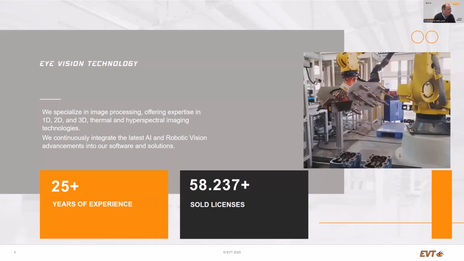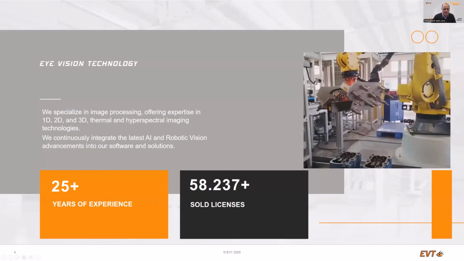During the last 25 years, we sold roughly over 58,000 licenses, so we have a nice basis of users, and we still develop EyeVision from the beginning. We started, like everybody, with 1D or 2D machine vision. With the increase of computational power and sensors, we added 3D, thermal and hyperspectral images. One of the biggest advantages in recent years was AI, which brings us closer to where we wanted to start at the beginning, the single button solution, which AI starts to enable us to do.